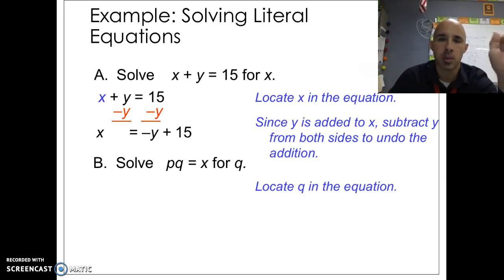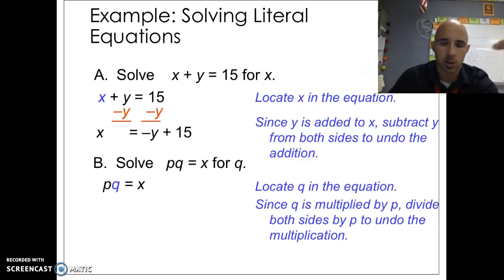And letter B, you want to solve for q. So you have p times q equals x. Number one, locate the variable you're trying to solve for. So it's letter q. As you locate your q, what's the operation between the p and the q? In this case, you can see it's getting multiplied. So when you undo that operation, you're going to divide by p on both sides. So you'll have q equals x over p.